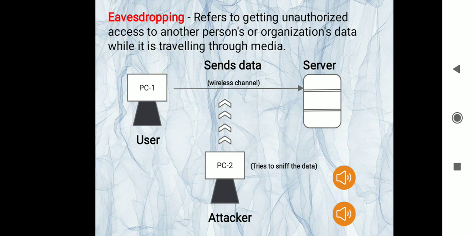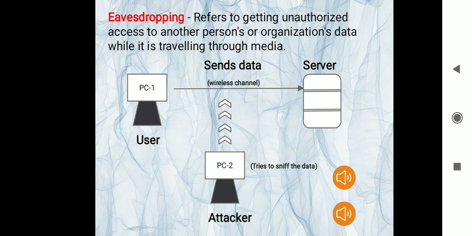Now refer to the diagram as shown in this slide. It consists of the user computer called PC1, the attacker computer called PC2, and the server. The user computer PC1 tries to communicate with the server in a wireless network. So PC1 sends data to the server through the wireless channel. This wireless channel acts as the communication medium between PC1 and the server.